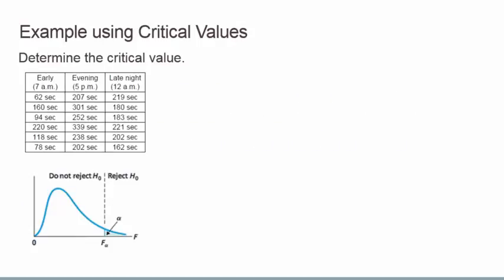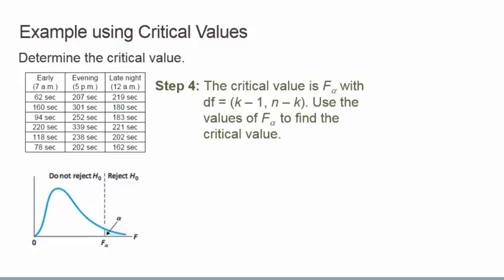Determine the critical value. Step 4. The critical value is F sub alpha with degrees of freedom k-1 and n-k. Use the values of F sub alpha to find the critical value. So first we want to find our degrees of freedom.